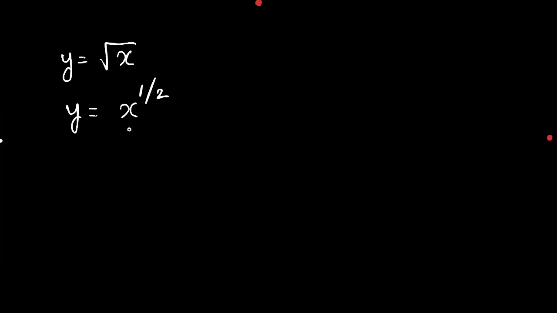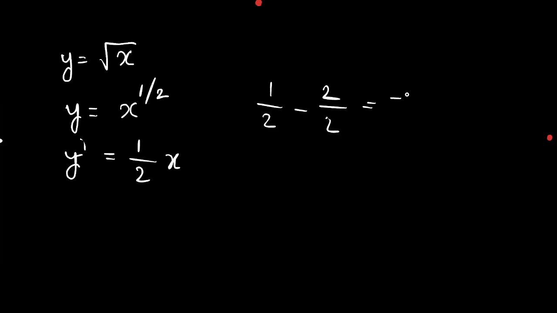So anyway, now that we have this function in this form that we can deal with, let's just take the derivative. Differentiating this gives us y prime is equal to 1/2 times x raised to the 1/2 minus 1, right? So that's 1/2 minus 1. Remember, 1 can just be written as 2 over 2, right? And this gives us negative 1/2. So we can then raise this x to a negative 1/2.